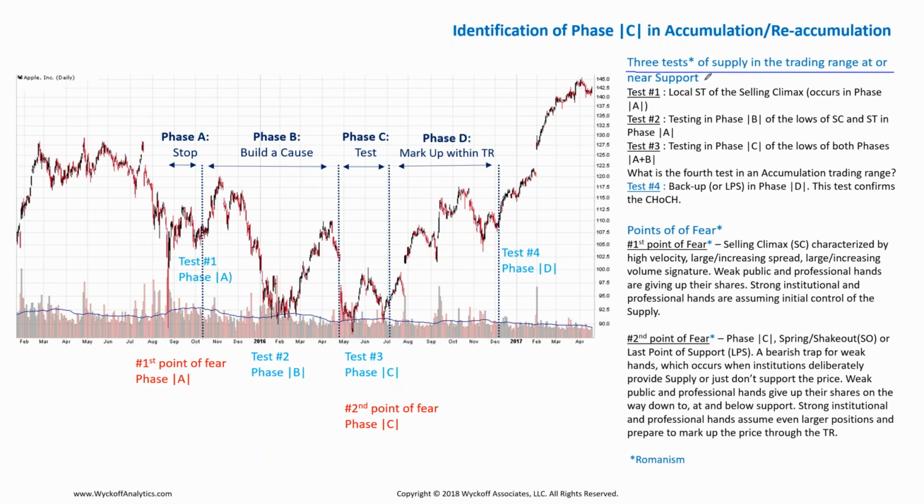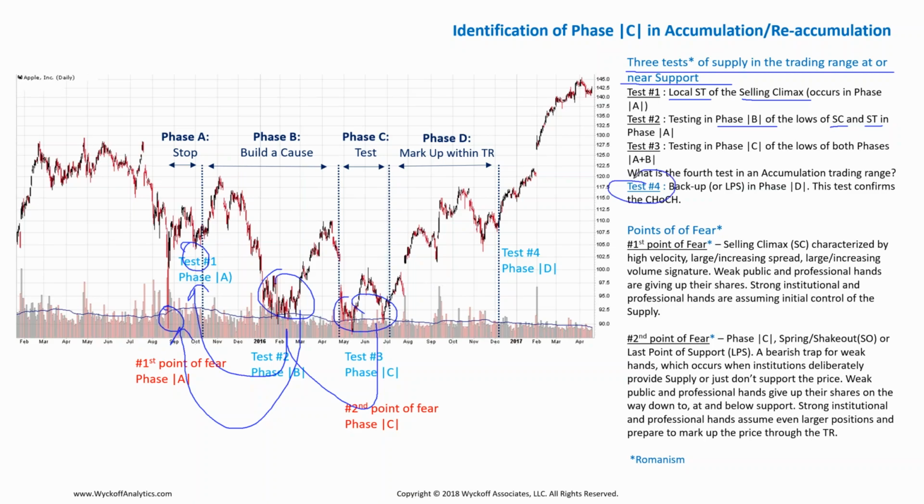So I've talked about 3 tests at the support level, right? The first test is going to be a local test of the climactic action. The second test, in phase B, is of the lows of the selling climax and the secondary test. So in phase B, we're basically testing the previous tests. In phase C, at the support level, this is the last test, the final test of the supply at that support level.